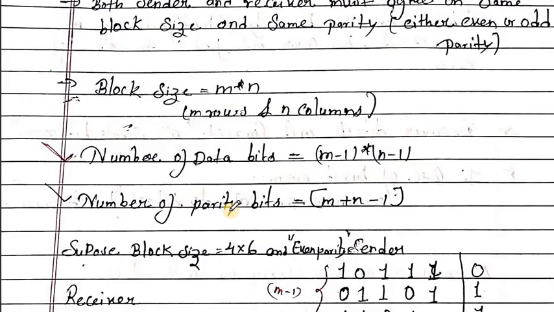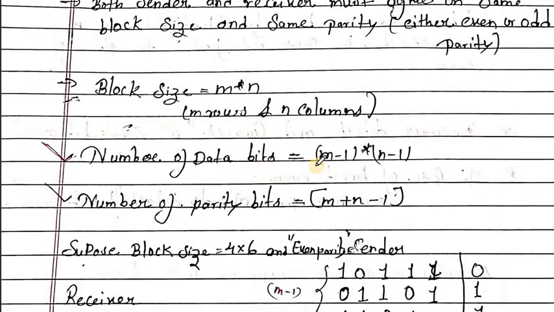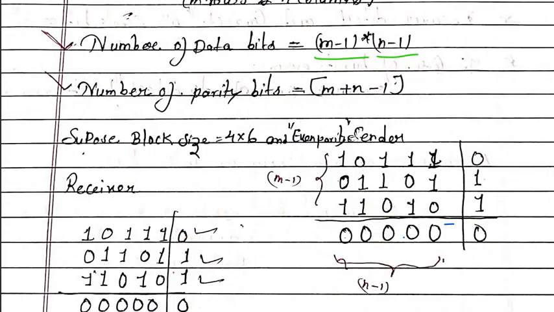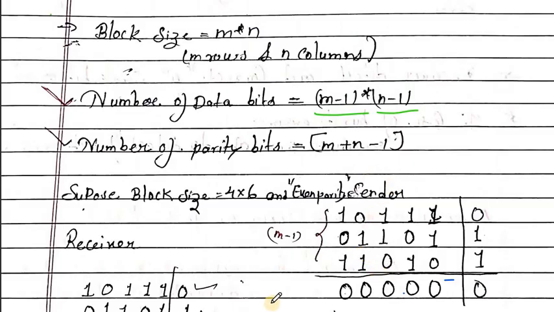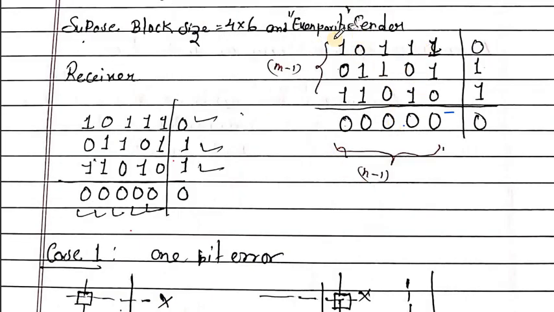In 2D parity, there is a matrix of m into n block, m rows and n columns, in which m minus 1 rows and n minus 1 columns are data bits. To give an example, here is 15-bit data plotted in a matrix, and there are parity bits balanced by even parity. Here there is an even number of ones, that's why it's 0. In this way we balance all data bits and parity bits.